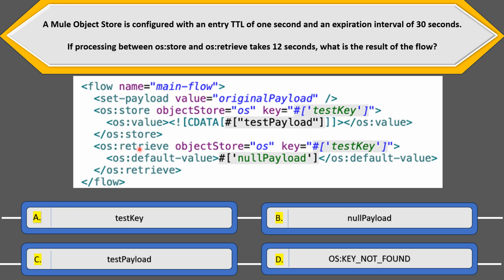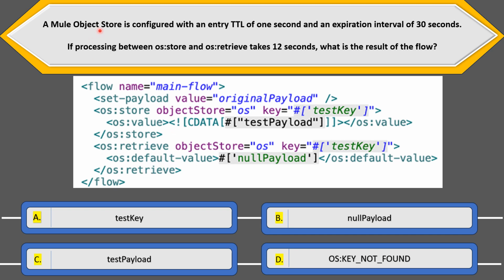And then we have a retrieve activity where we are going to pass the key as test key, and in case there is no object in the object store, then the default value will be null payload. So essentially we are trying to retrieve the same value which we have stored previously with this store activity. So from a flow perspective, it contains only three activities: setting of payload, then storing the data in the object store, and retrieving. Now let's go back to the question.